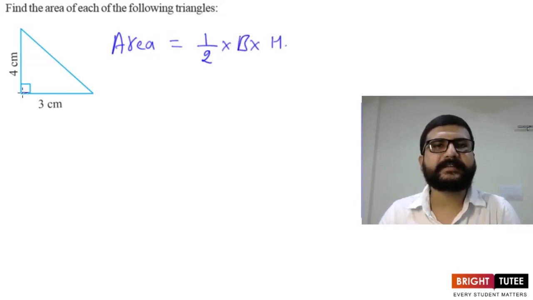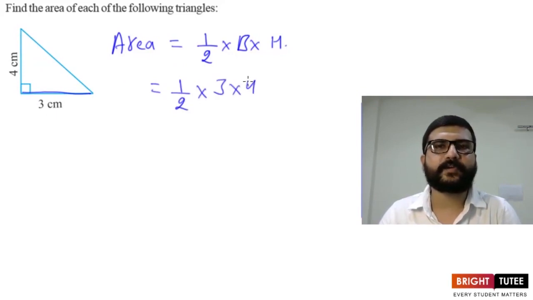Now we can consider this 3 as a base. Then what will be the height? It will be 4 centimeters. So in this case height is one of the side of the triangle only because it is a right angled triangle. So therefore area is equal to half into 3 into 4. Now we can simplify this. 2 ones are 2, 2 twos are 4. So now 3 into 2, this will give us 6 square centimeters. So this will be the area of the triangle.